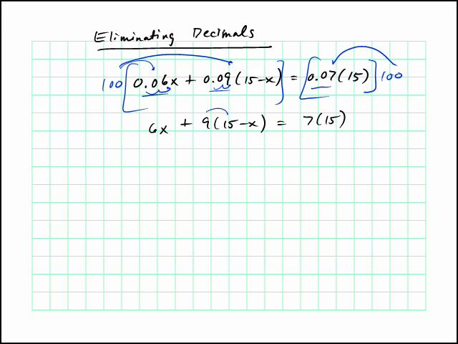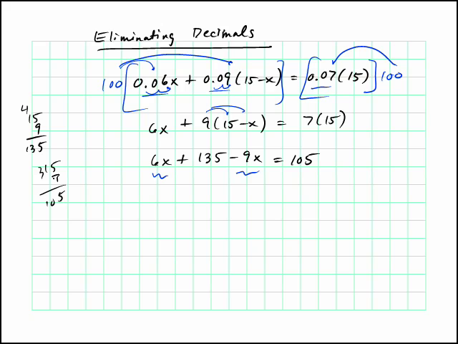Next step, I'm going to distribute the 9. 6x plus 15 times 9. What is that? 15 times 9, 5, carry the 9, 10, 135? 135 minus 9x. And 7 times 15, let's see here. Yeah, 7 times 15, 5, carry the 3, 105. 105. Combine your like terms. 6x minus 9x. That's going to be negative 3x.